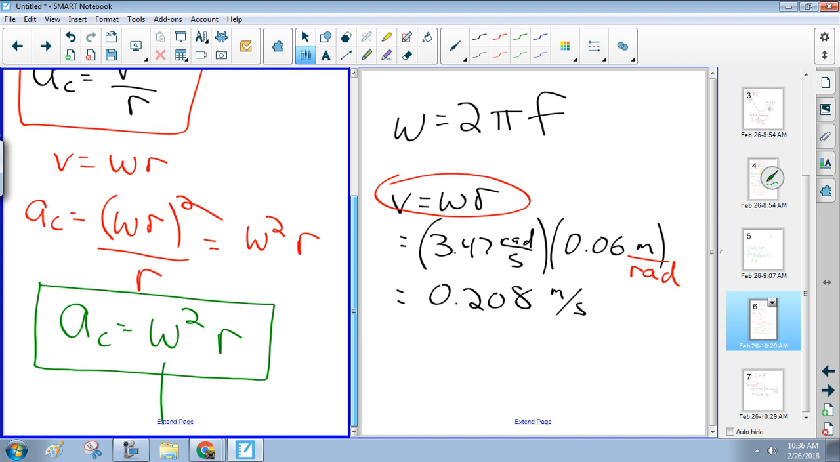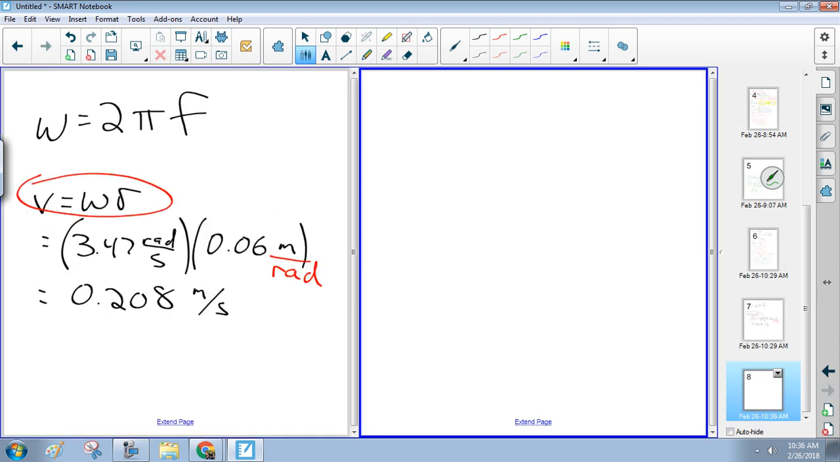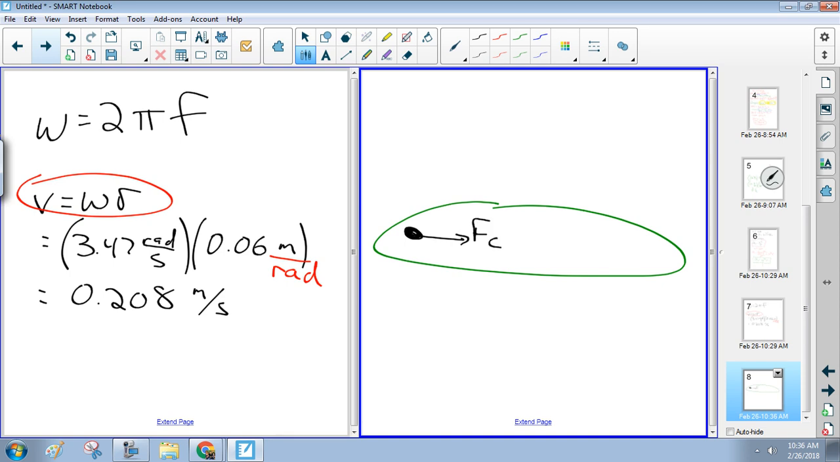So now we need to be thinking about our free body diagram. If this is the record, and this is the seed sitting on it, what forces are going to act on this, you guys? So a lot of you said centripetal force. Great. Where does the centripetal force come from? Static friction, right? So if this is my circle, my centripetal force is going to be directed inwards, and it's caused by static friction. Okay?